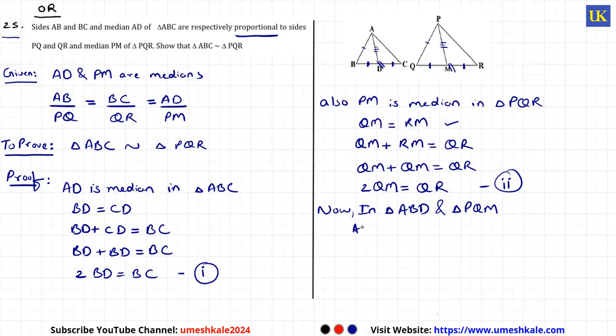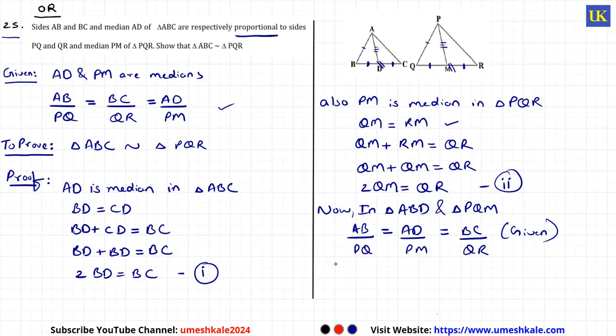And as per the given, I will write the ratios. So AB upon PQ is equal to AD upon PM is equal to BC upon QR. This I am writing as per what we have written in the given. Now I will replace this BC with 2BD and QR with 2QM, because if we write QR or if we write 2QM, it should be one and the same, because that is what we have proved here.